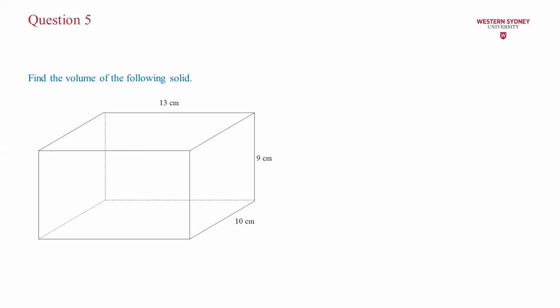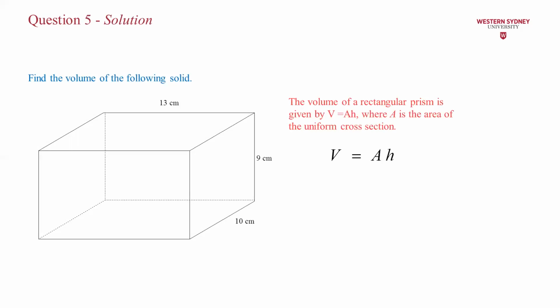Question 5. Find the volume of the following solid. The solid is a rectangular prism. Previously, you would have learned the formula for a rectangular prism. You multiply the length times the breadth times the height. But the general formula for a volume of a solid with a regular cross-section is volume equals area of the base times the height. We're going to use this approach to find the volume of this solid.